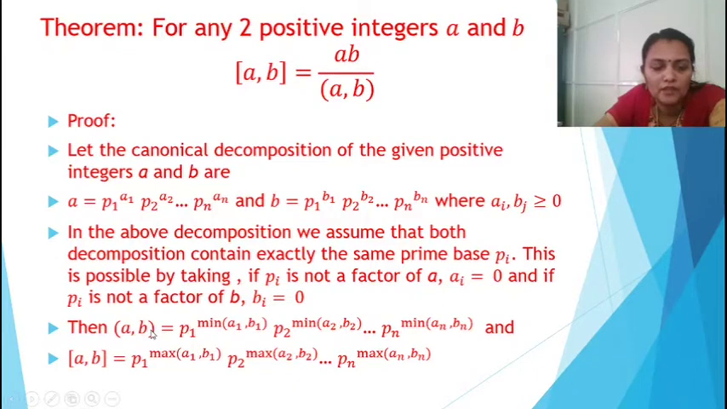GCD of a, b is equal to p1 raised to minimum of a1, b1, p2 raised to minimum of a2, b2, etc., pn raised to minimum of an, bn, and LCM of a, b is equal to p1 raised to max of a1, b1, p2 raised to max of a2, b2, etc., pn raised to max of an, bn.